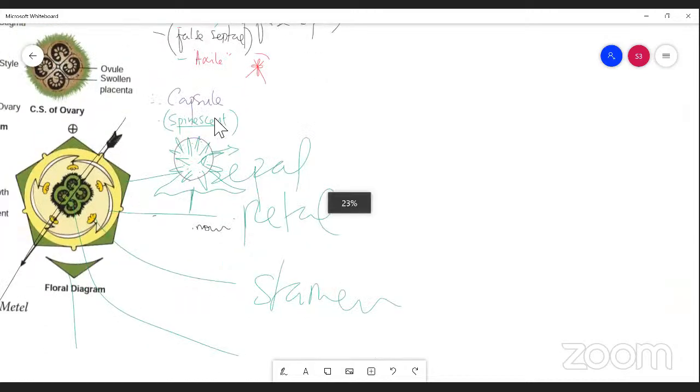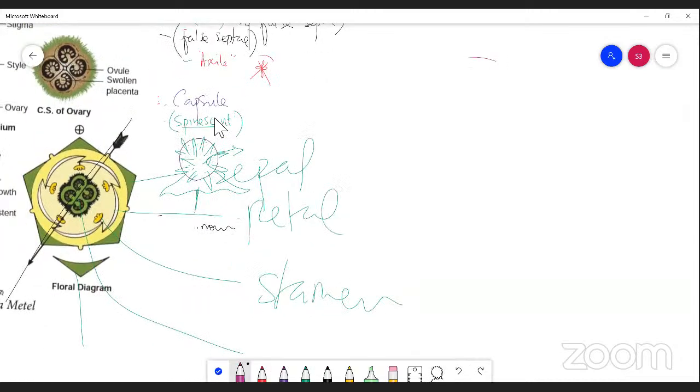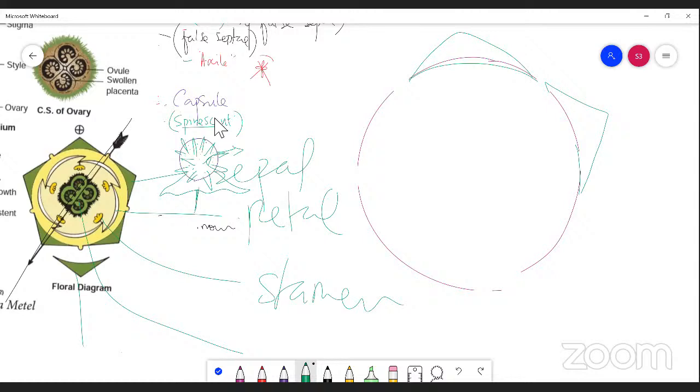First of all, the first step is to make a circle and divide it equally. The first arc should be taken here, and the second arc here, and the third, fourth, and fifth. Now you can complete it. Just find the first sepal. Here this is the first sepal, and next the second sepal, third, the fourth sepal, then the fifth one.